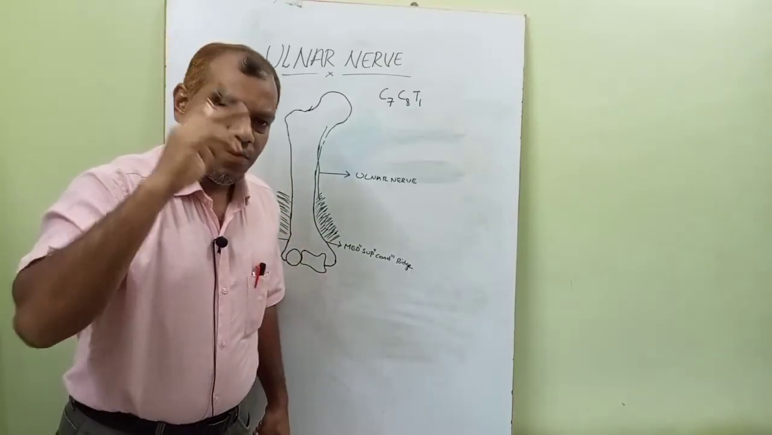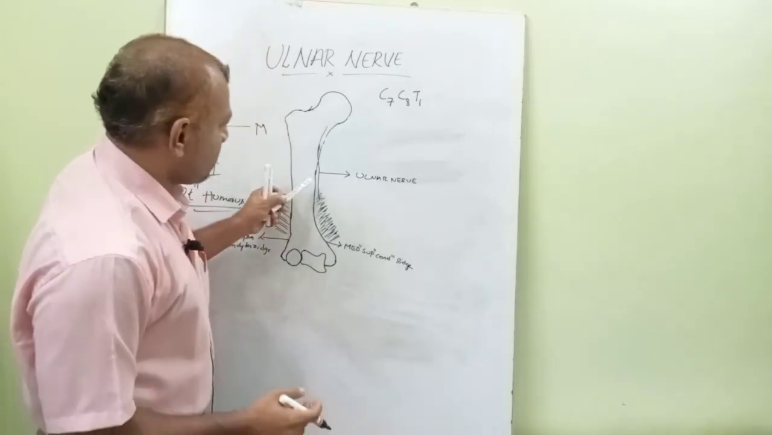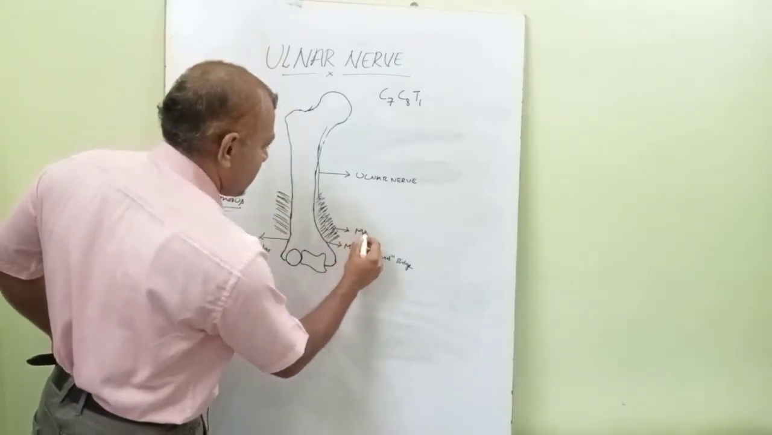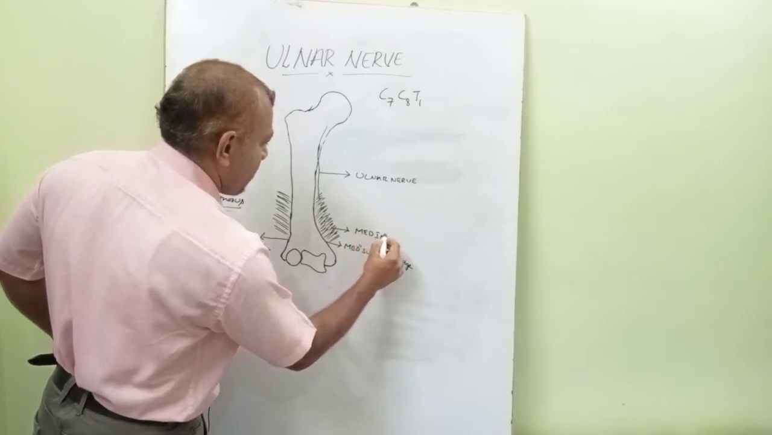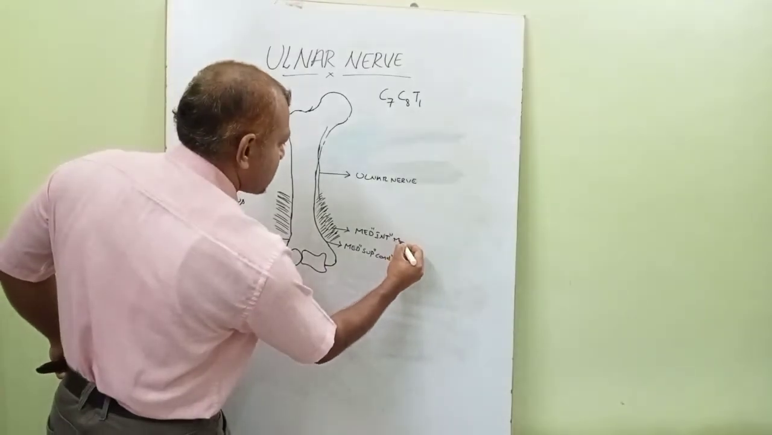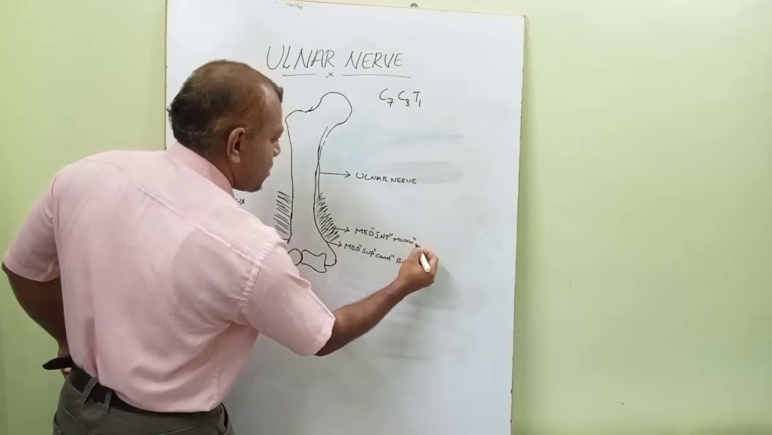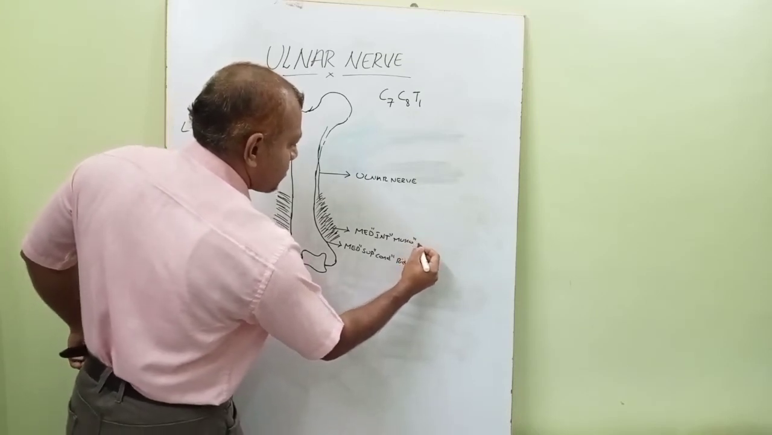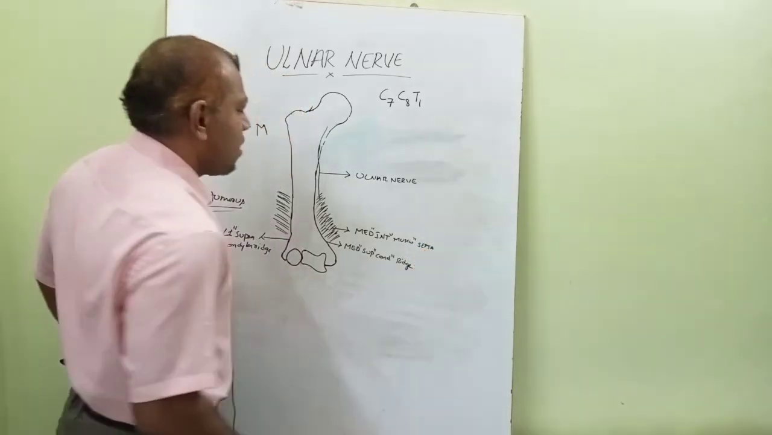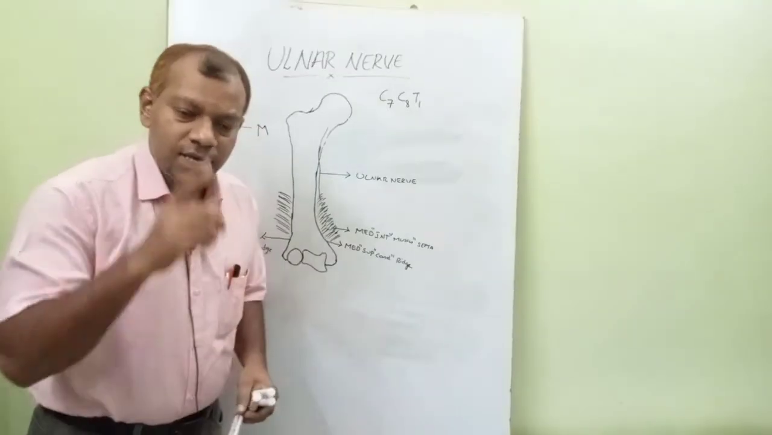The medial cutaneous nerve of the forearm pierces the deep fascia and supplies the skin of the forearm, whereas the ulnar nerve pierces the medial intermuscular septa. Write down, this is your medial intermuscular septa. I am not writing the full name, to save time, just muscular septa. So the ulnar nerve pierces the medial intermuscular septa along with an artery.